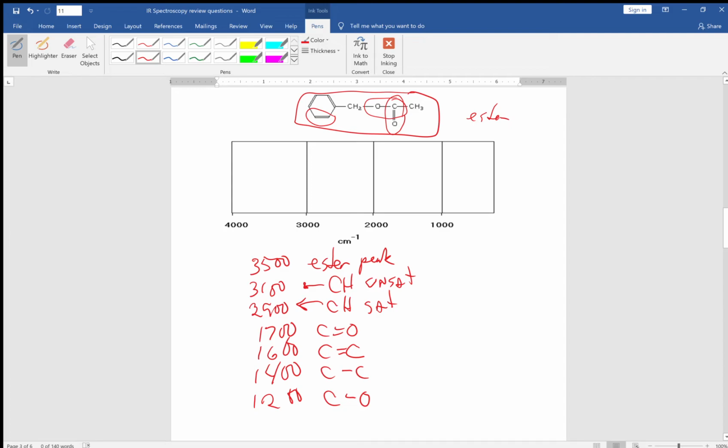If we're going to draw this, we're going to remember there's a small peak, a sharp peak, a bigger peak, carbonyl, just illustrating approximately how big those peaks are going to be.